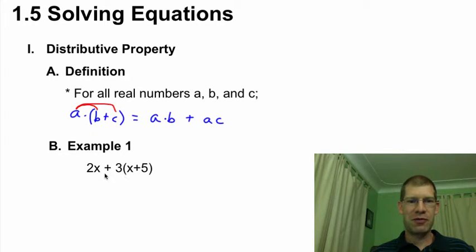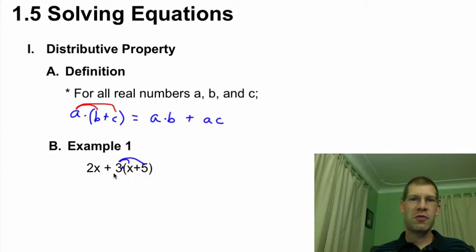So first example, I have this problem here, 2x plus 3 times x plus 5. And I added this in here for two reasons. One, the 2x isn't part of the distributive property. When we look at this, the sections of the equation are always separated by an addition sign or a subtraction sign. So here we have 3 times this x plus 5 in parentheses. So we're going to have to do distributive with the 3.